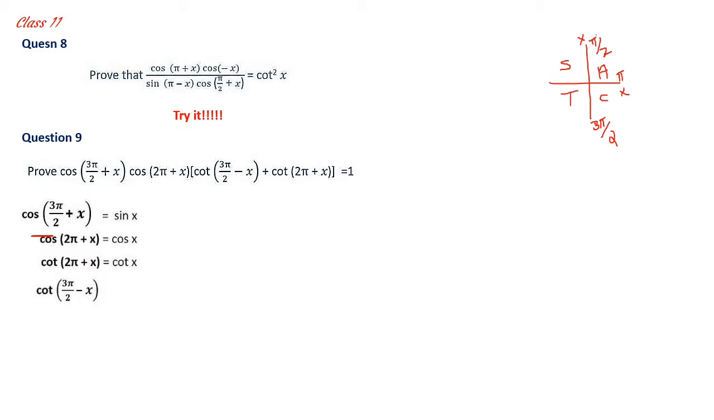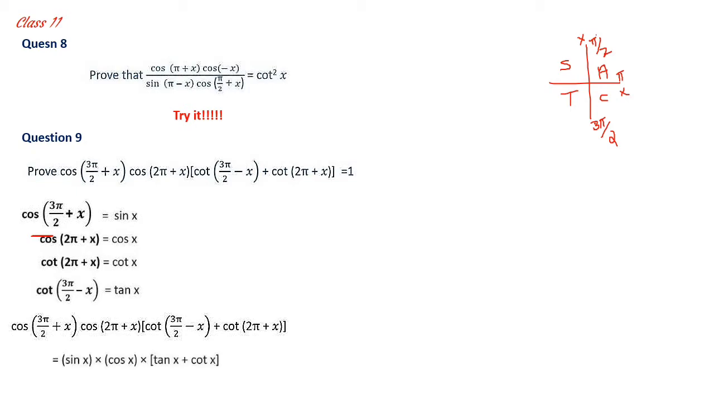Then next we will check the sign. 3 pi by 2 minus x means it is in the third quadrant. Third quadrant means tan and cot will be positive. So cot is surely positive, so the output will be tan x. So all the values we have got, let's substitute. Cos of 3 pi by 2 plus x is sin x. Cos of 2 pi plus x is cos x. Cot of 3 pi by 2 minus x is tan x. And cot of 2 pi plus x is cot x.